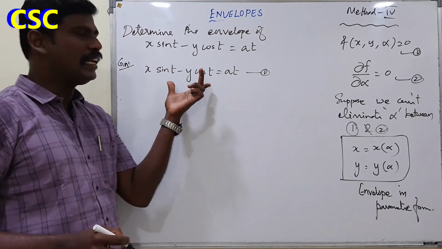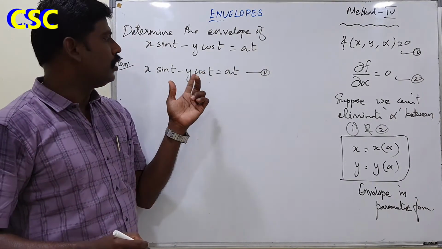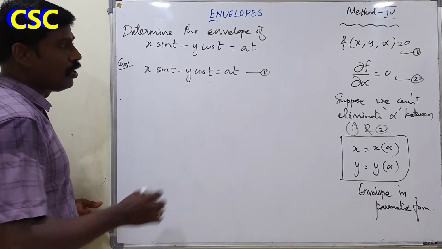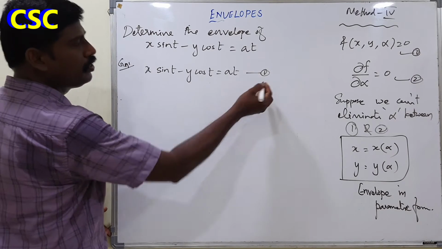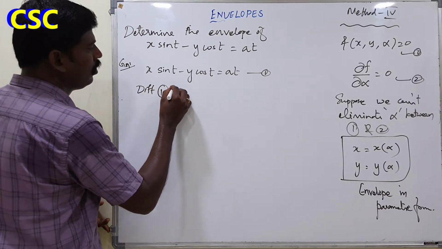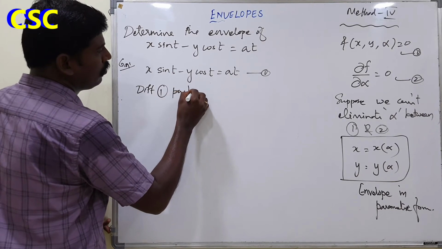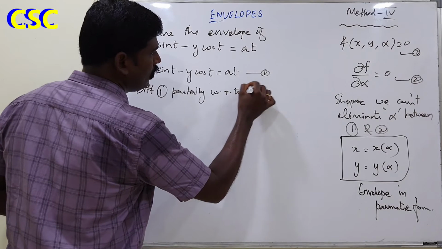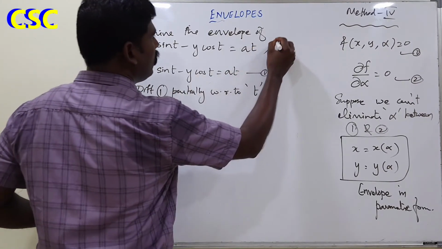I can't rewrite this equation as a quadratic equation in t. So I am going to differentiate equation 1 partially with respect to t. Okay, here t is the parameter.